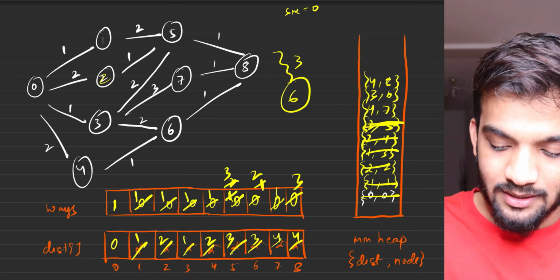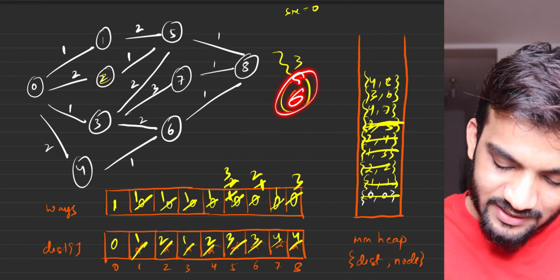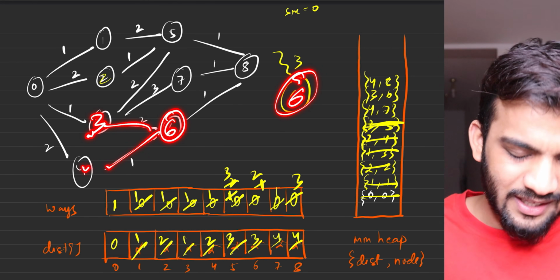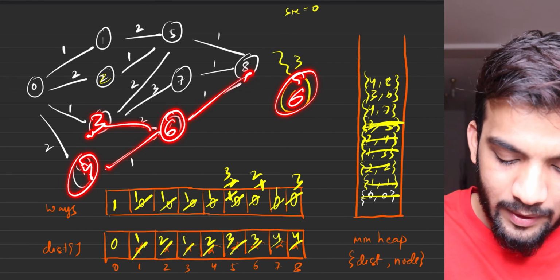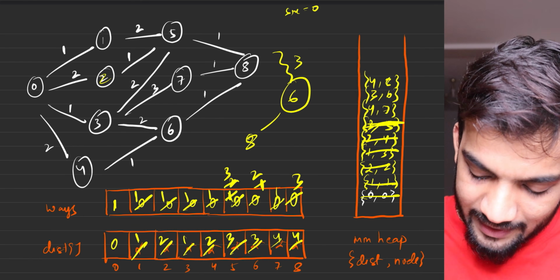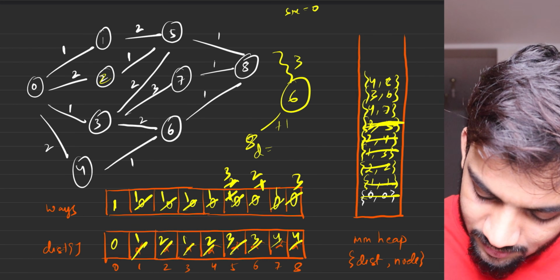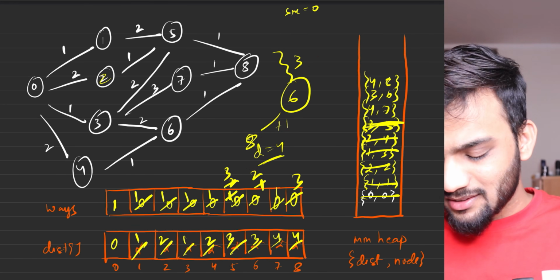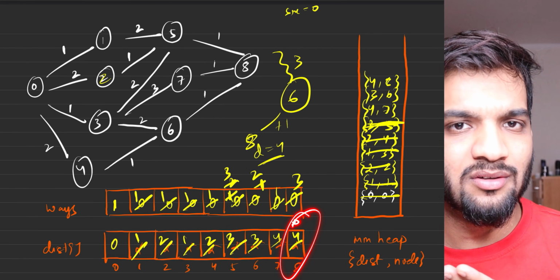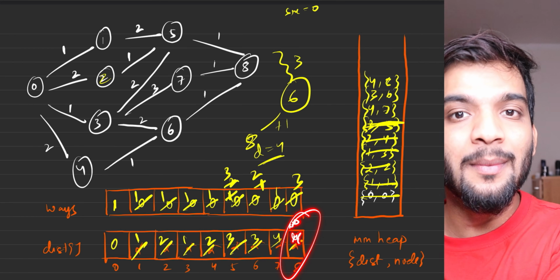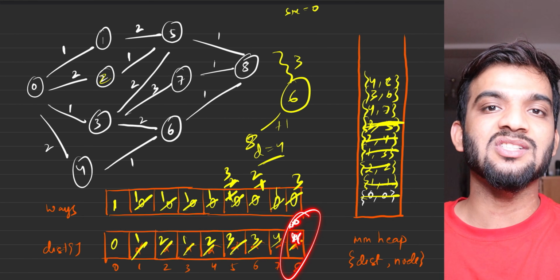3 comma 6. Now 6 says, where can I go? Let's stand at 6. Cannot go to 3, it will not give short. Cannot go to 4, it will not give short. Can go to 8. Again, important. Can go to 8 by taking a distance of 4. 3 plus 1 gives a 4. But 8 says, hey, wait, I've already reached with a distance of 4. You again reached via some other path which takes the same distance.